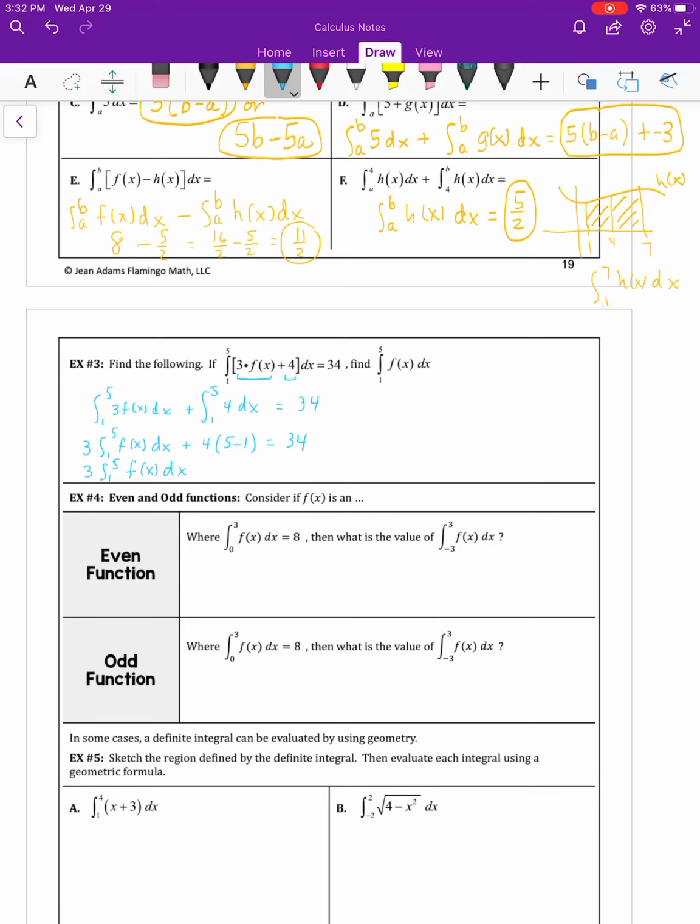So now we've got 3 times the integral from 1 to 5 of f of x dx, and I'm going to say that 5 minus 1 is 4. 4 times 4 is 16. And then I'm going to subtract 16 from both sides. 34 minus 16 is 18. I am now going to divide by 3 on both sides.